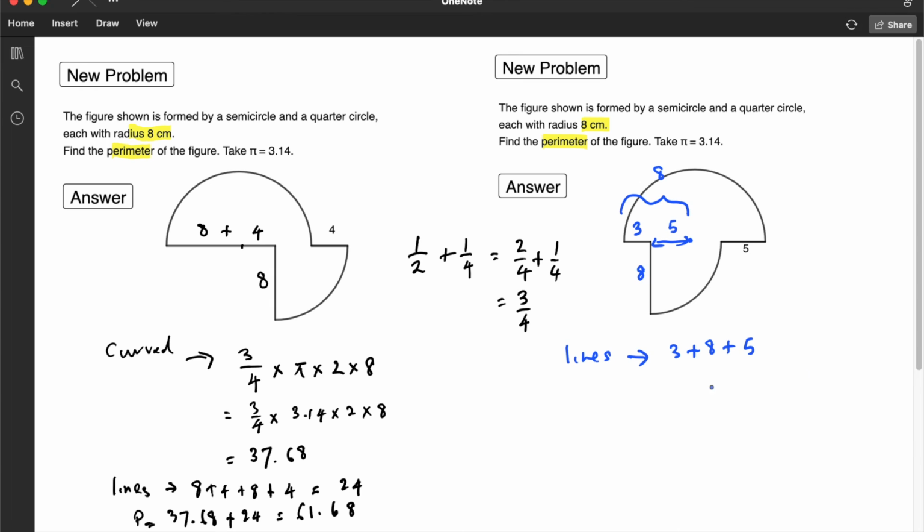Now there's something interesting here which I'd like to point out. You will notice that if I were to rearrange this, 3 plus 5 plus 8, 3 plus 5 is actually the radius. So actually for this particular case, the straight lines is twice the radius. But doesn't matter. It is something of interest for you to take note of. So this is 16. So what is the perimeter for this case? It will be 16 plus the curved part which you have calculated earlier, 37.68. We are going to get 53.68.